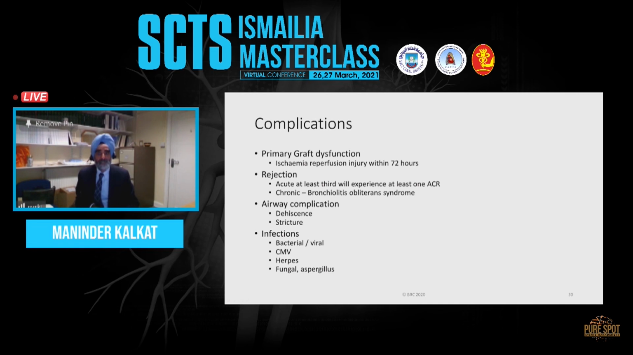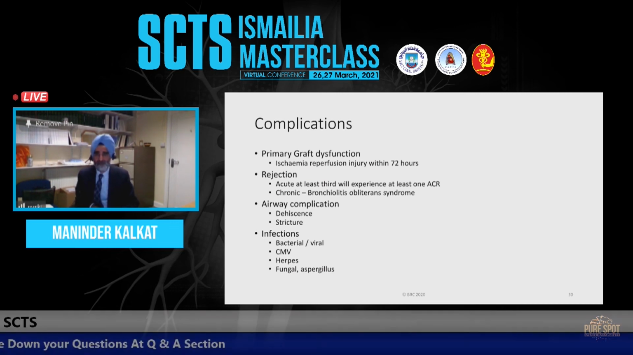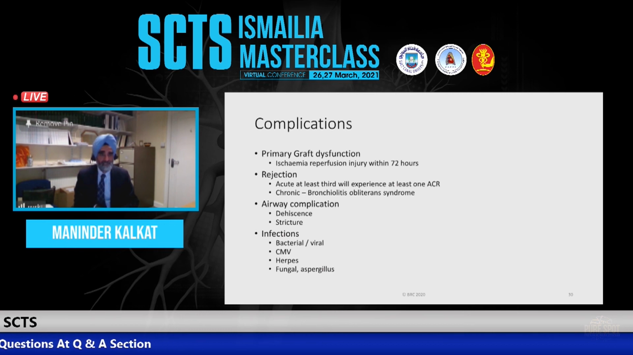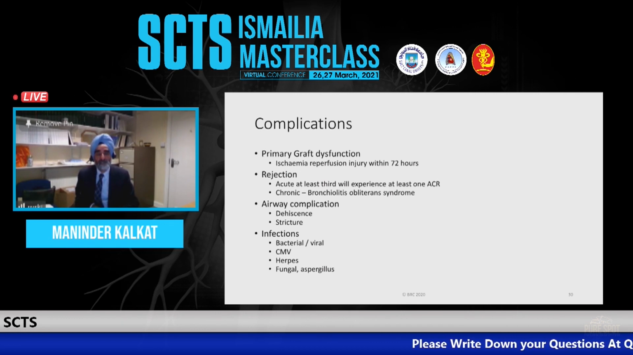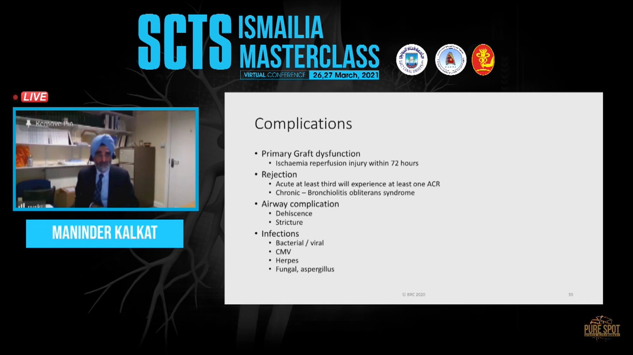So the complications are basically primary graft dysfunction, and fortunately this is not very common, but it is basically ischemia reperfusion injury and occurs within 72 hours. And this will be seen not only in deterioration of the gases of the patient, but also on the chest X-ray. You'll find fluffy shadows, and this is a major problem, but fortunately not very common.